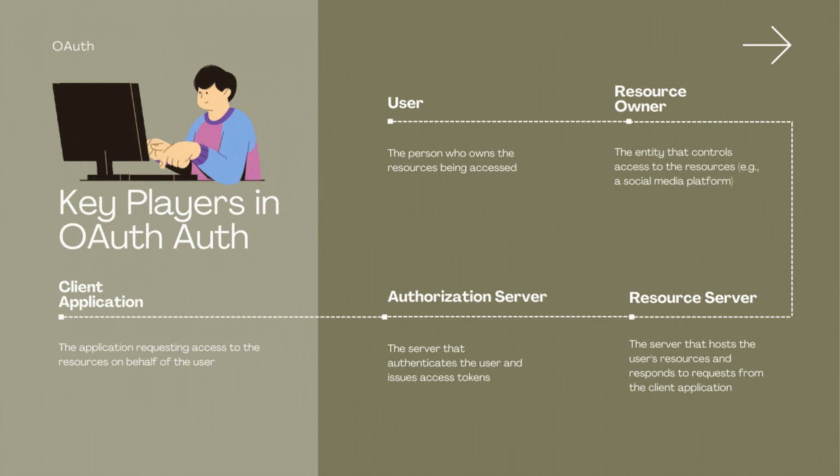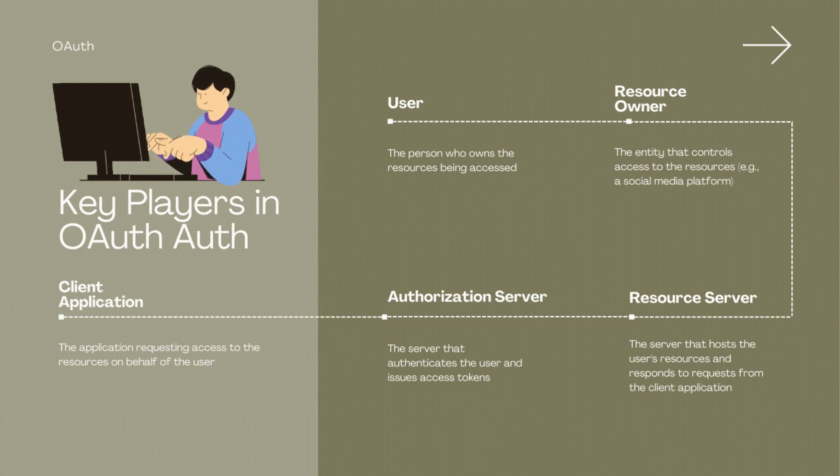There are important players in the OAuth 2.0 authentication process. These are, number one, the user, which is the individual who owns the resource being accessed. User, which is me and you in this case. The second player is the resource owner, the entity that controls access to the resources being accessed, such as a social media platform, just like Facebook, Twitter, GitHub, or LinkedIn.